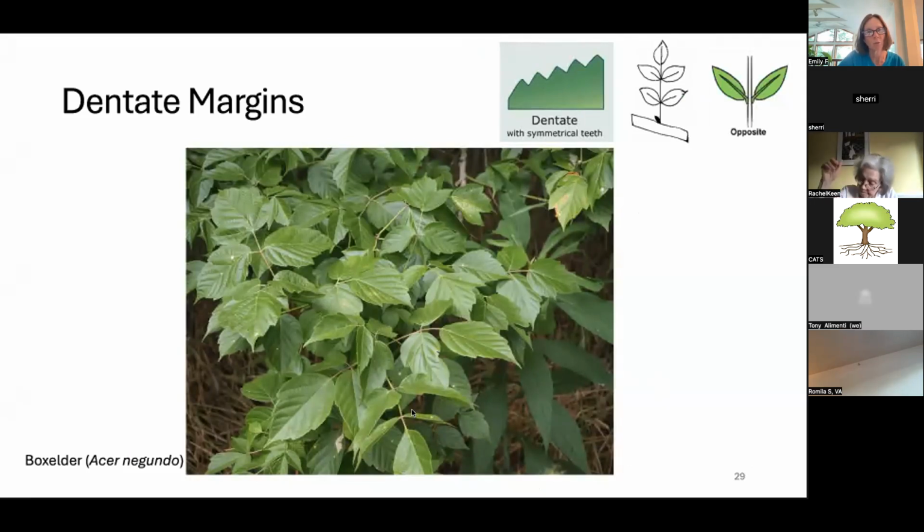So this leaf here has 1, 2, 3, 4, 5. Depending on where you are, and how vigorous it is, will depend on how many leaflets you have on a box elder. But they're very pretty, and they do have these dentate margins on each of the leaflets of the compound leaf.